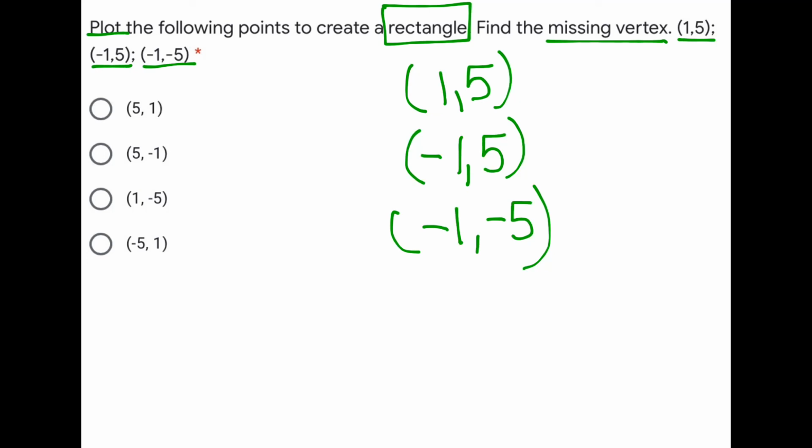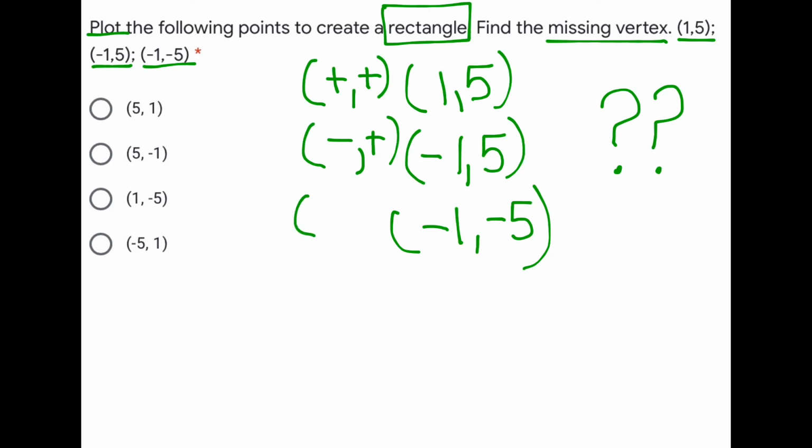The only point that we are missing here, we have our positive, positive. We have our negative, negative. We have our negative, positive. Which one are we missing? This is our positive, positive. Here's our negative, positive. Here's our negative, negative. They're all 1 and 5s. We got to keep them the same. What are we missing?